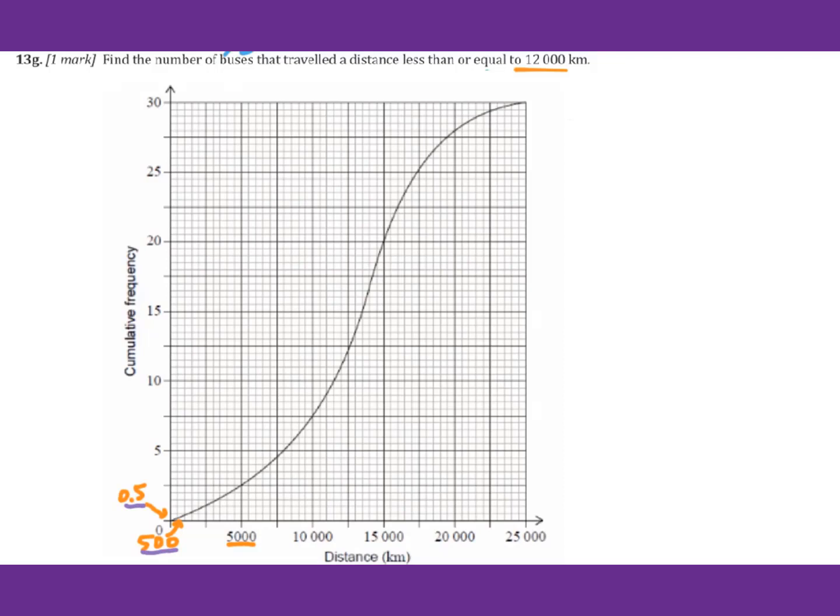So we need 12,000 from here. I will do 12,000 minus 10,000, you have 2,000, then you divide it by 500, you can get the 4. From here, 1, 2, 3, 4. This one will be 12,000. Then go here.